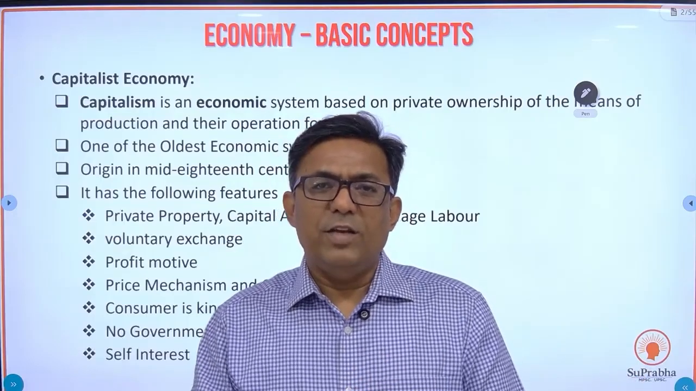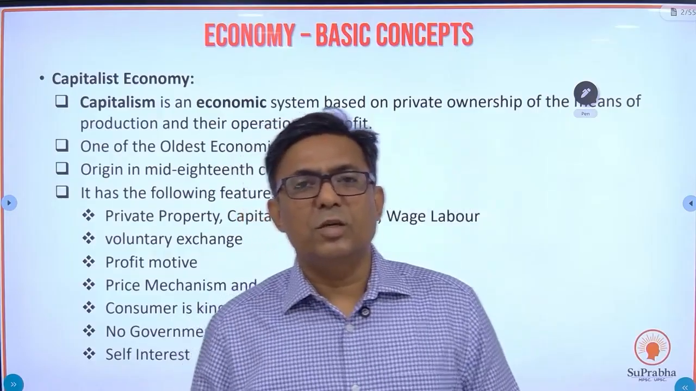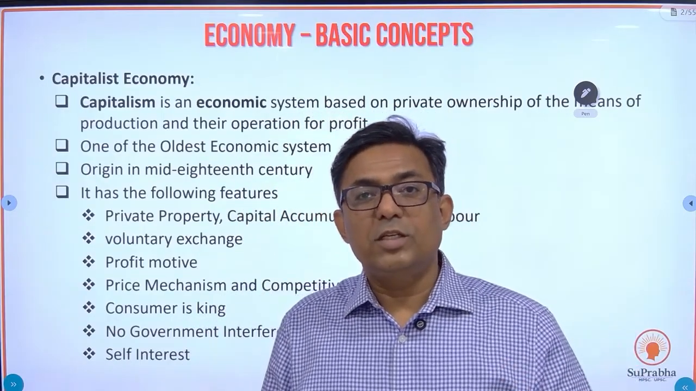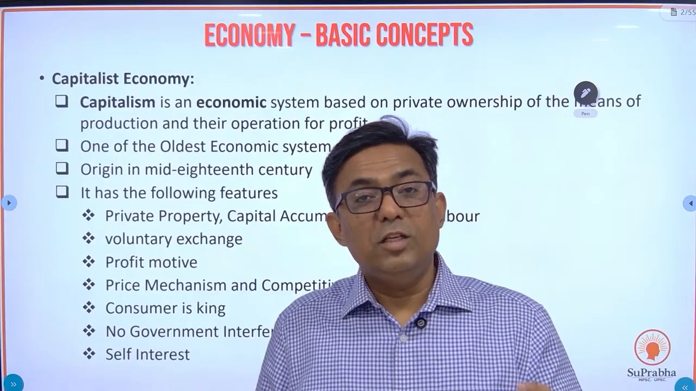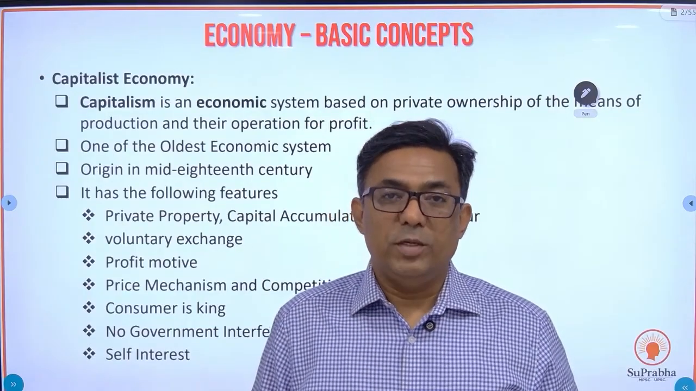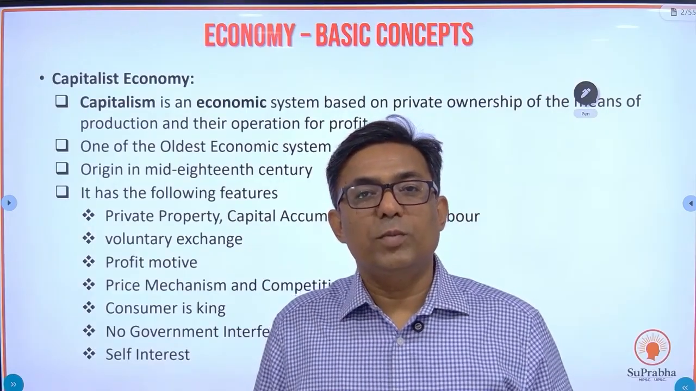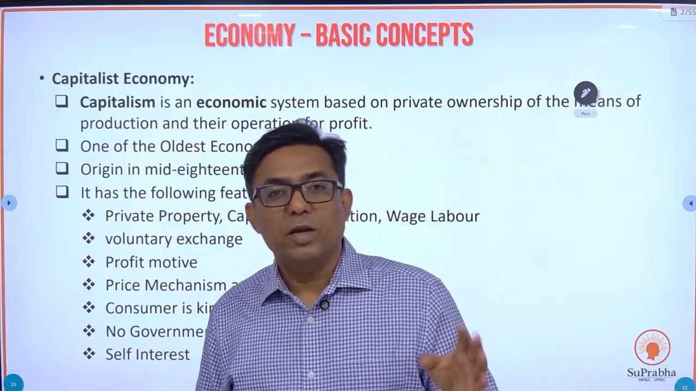Anything, railways, airways, steel, cement, construction, even the buses which ply between the cities and the states, all the buses are owned by private players. So whatever goods and services are produced in the economy, they are produced by the private players. That is a typical definition of a capitalist economy.